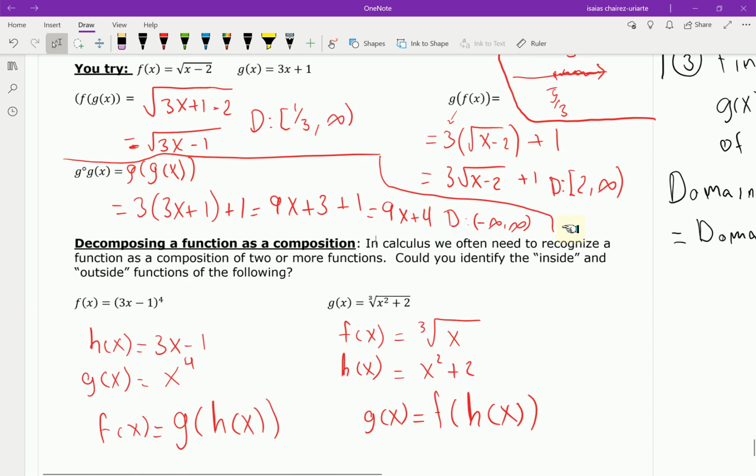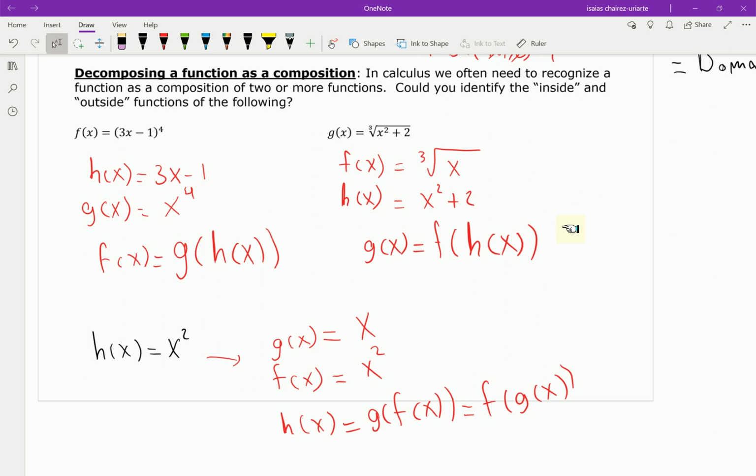Last thing in this section: decomposition of functions, decomposing a function. So in Calc 1 or in Calc 2 as well, it might be advantageous to sometimes think about functions as a composition of functions, as one function being inside another one, so that you can make a substitution and make your life a little bit easier when it comes to finding integrals or derivatives or whatnot. So it's useful to be able to decompose functions.